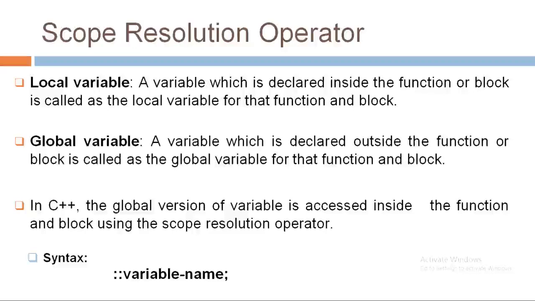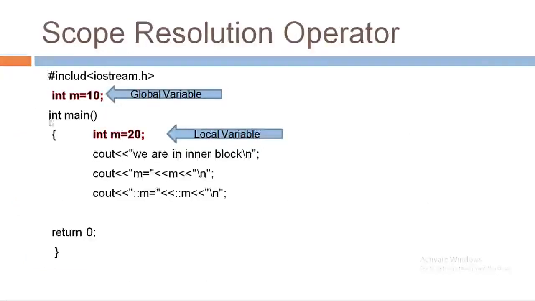a scope resolution operator. The syntax of scope resolution is scope resolution symbol with variable name. We can make this symbol by using 2 colon. The example is shown here, in which int m is equal to 10 is a global declaration of variable m, and int m is equal to 20 is a local declaration of a variable m, because this variable m equal to 20 is declared within the block of int main function.